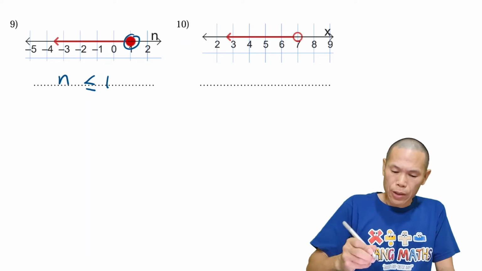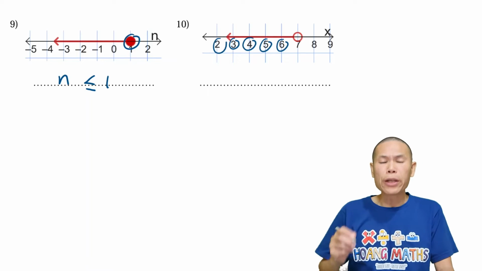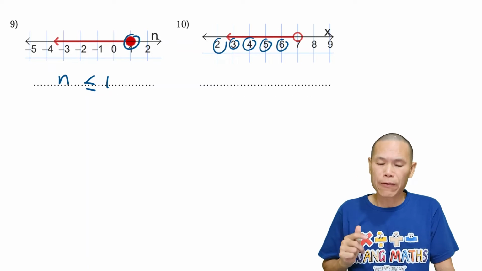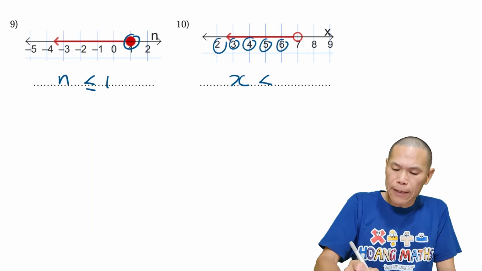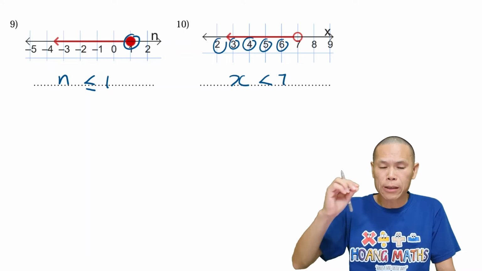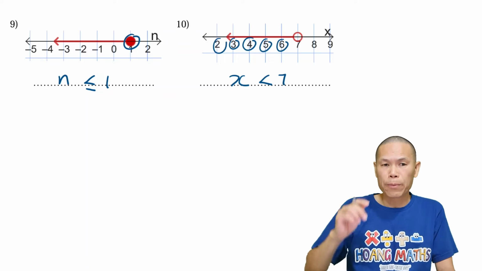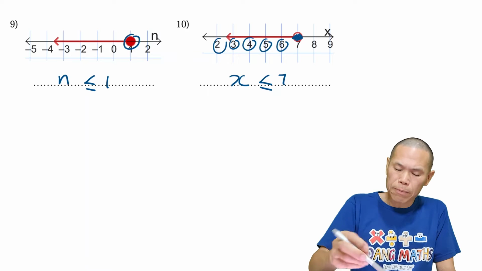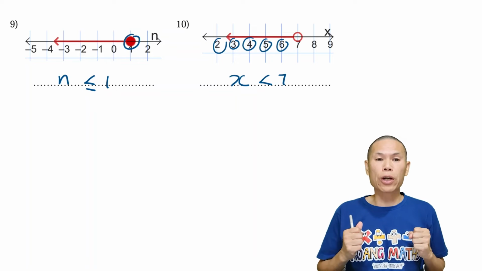Now, number 10. So these numbers here, 6, 5, 4, 3, 2, and so on. These numbers are less than 7, correct? Because they are on the left-hand side of 7, if you wish. So these numbers represent x. So x is less than 7. And the circle is empty. So that's the answer. Otherwise, we need to include 7 by putting an equal underneath if it's not empty. But because now it's empty, we need to clear this out. So that's it, and I hope you got it correct.